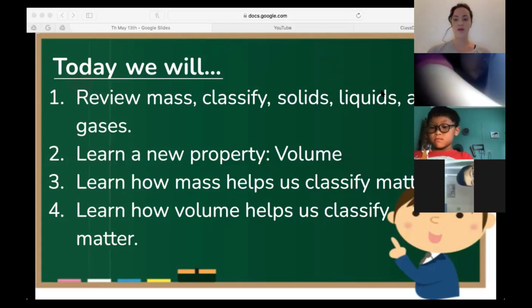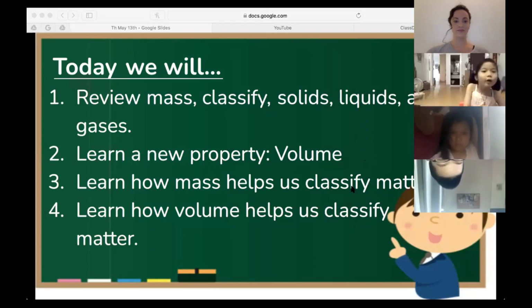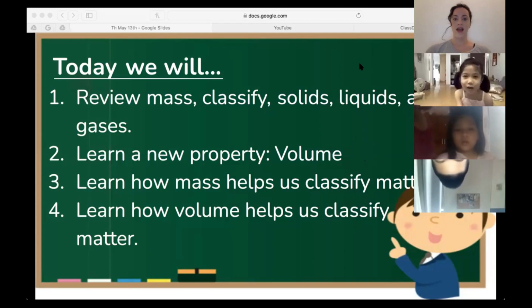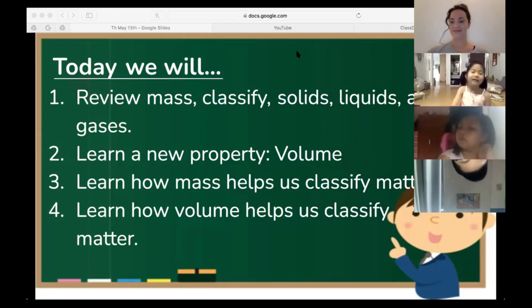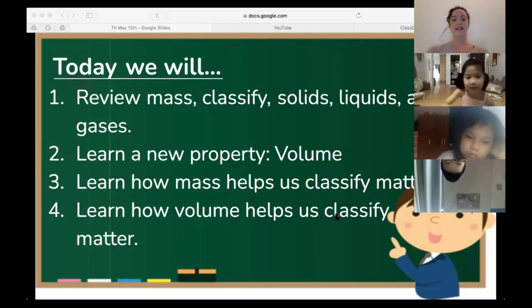So let's start with Moon, number 1, starting with today. Today we will review mass, classify, solid, liquid, and gases. Can you say classify? Classify. Very good. Okay, so we'll review mass, classify, solids, liquids, gases.